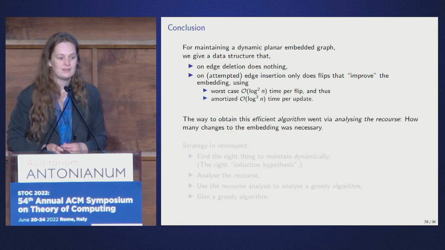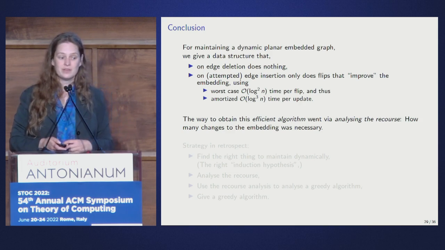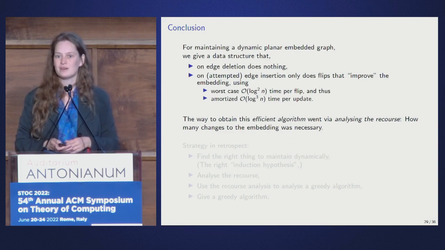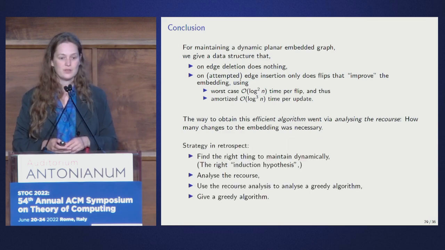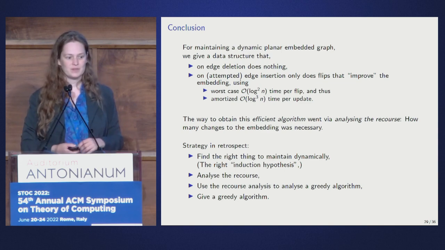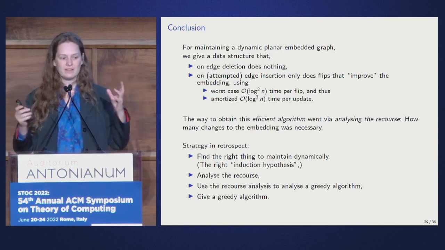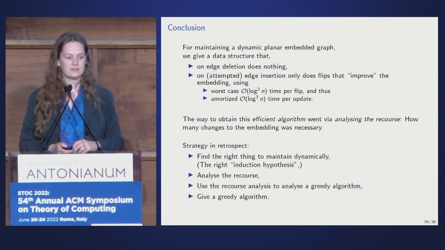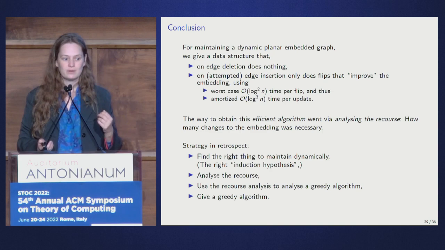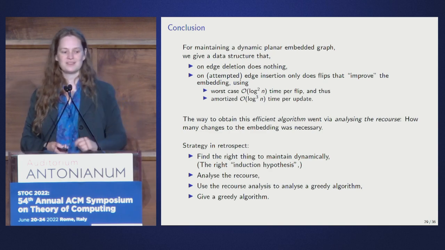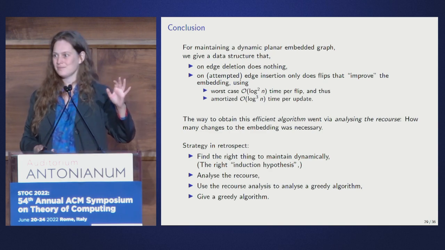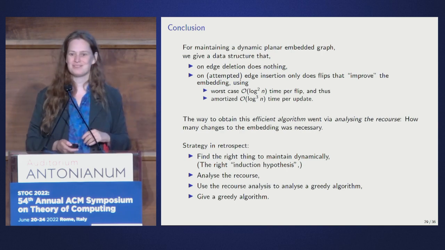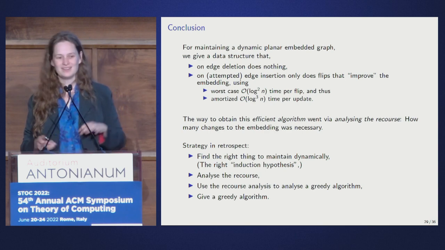And we got this via analyzing the recourse, how many changes can be necessary in order to make the update. So the strategy in retrospect: one thing is you need to find the right thing to maintain dynamically, like this combinatorial embedding in our case. Then you analyze the recourse, and then you use the recourse analysis to analyze a greedy algorithm. I've really swept this under the rug, but you also have to give a greedy algorithm. It was not super simple.